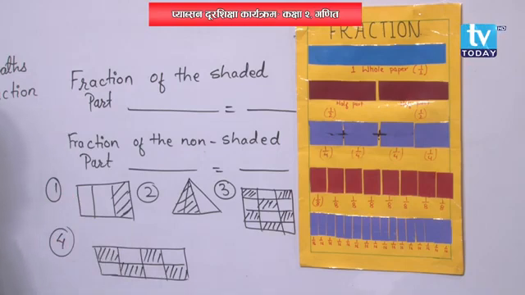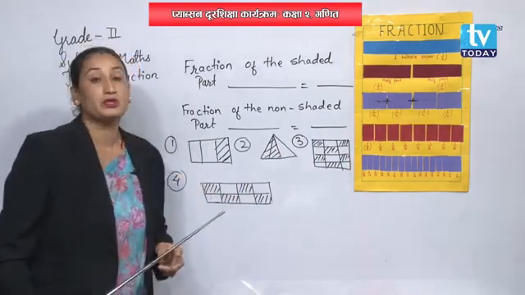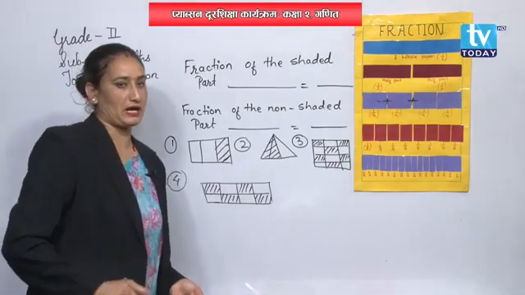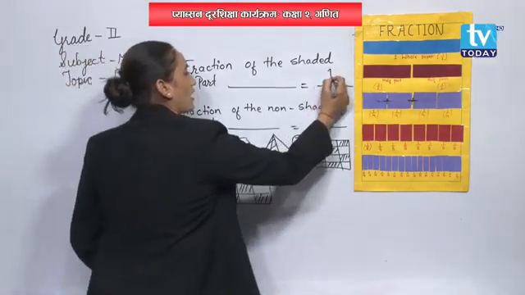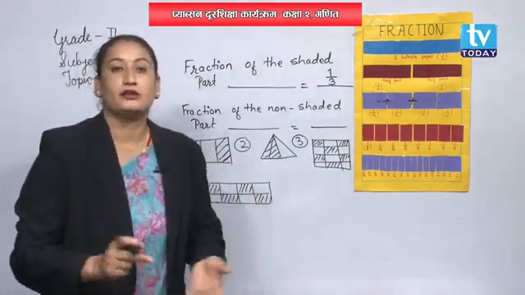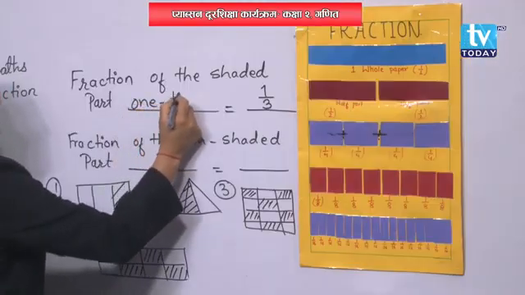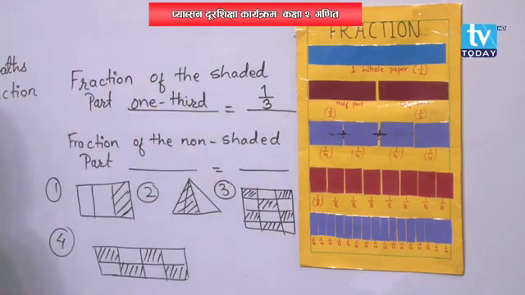Okay, let's count it. How many parts are there? 1, 2, 3. Okay, 3. Out of 3 parts, that is the total parts of the figure. Out of 3 parts, how many parts are shaded? 1 part, right? So how to write? We can write it as 1/3. And if you want to write in written form, then how to write? 1/3 equals 1/3. Okay.